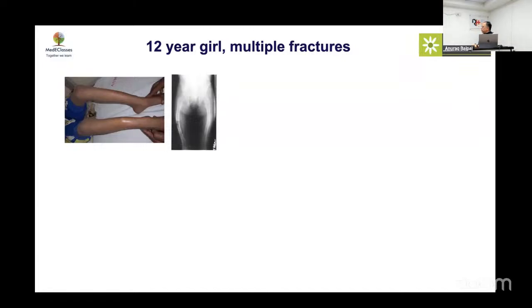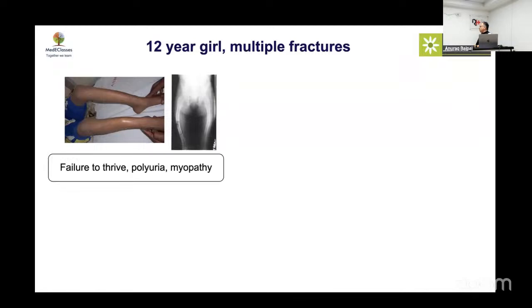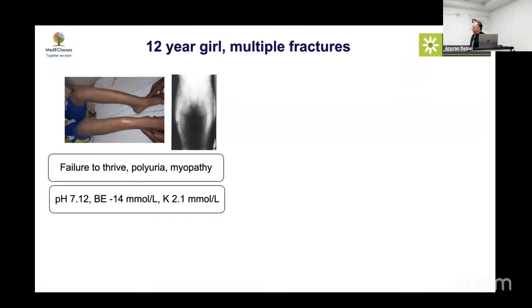Now, this was a 12-year-old girl with multiple fractures, and we can see significant bony deformities, Looser zones. She had failure to thrive, polyuria and myopathy. She had metabolic acidosis. Often if we talk about fractures with acidosis, we know that we are talking about RTA. But the other possibilities include renal insufficiency, and whether you have a secondary hyperparathyroidism, which is also causing some amount of Fanconi syndrome causing mild metabolic acidosis.